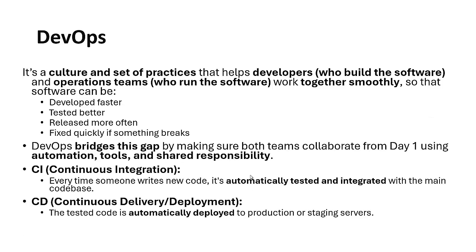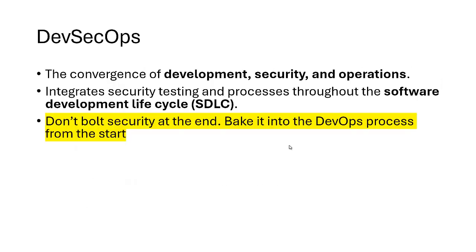So in DevOps, we bridge the gap by making sure both teams collaborate from day one using automation tools and shared responsibility. And that's why we have two principles here, CI and CD. CI means every time someone writes new code, it is automatically tested and integrated with the main code base. And CD is where the tested code is automatically deployed to production, which is also called a staging server. When you introduce security into that, it becomes DevSecOps.